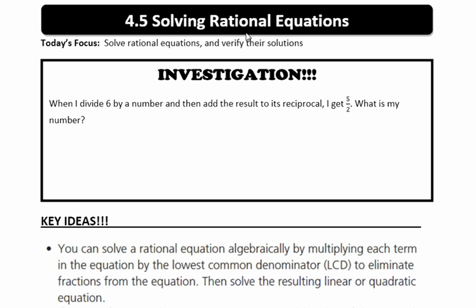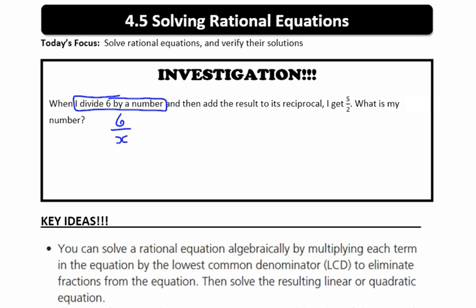Is that better? Okay. So let's try a problem. When dividing 6 by a number and then adding the result to its reciprocal, I get 5 over 2. What is my number? Okay, so how do we represent dividing 6 by a number? 6 over, what do you want to call the number? X, sure. So 6 over x, dividing 6 by a number would be 6 divided by x.